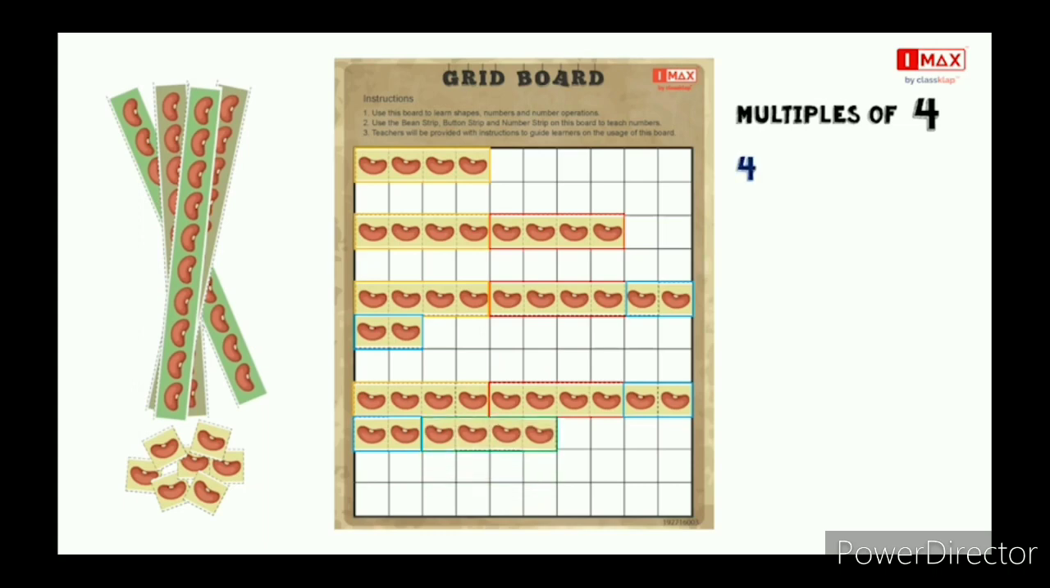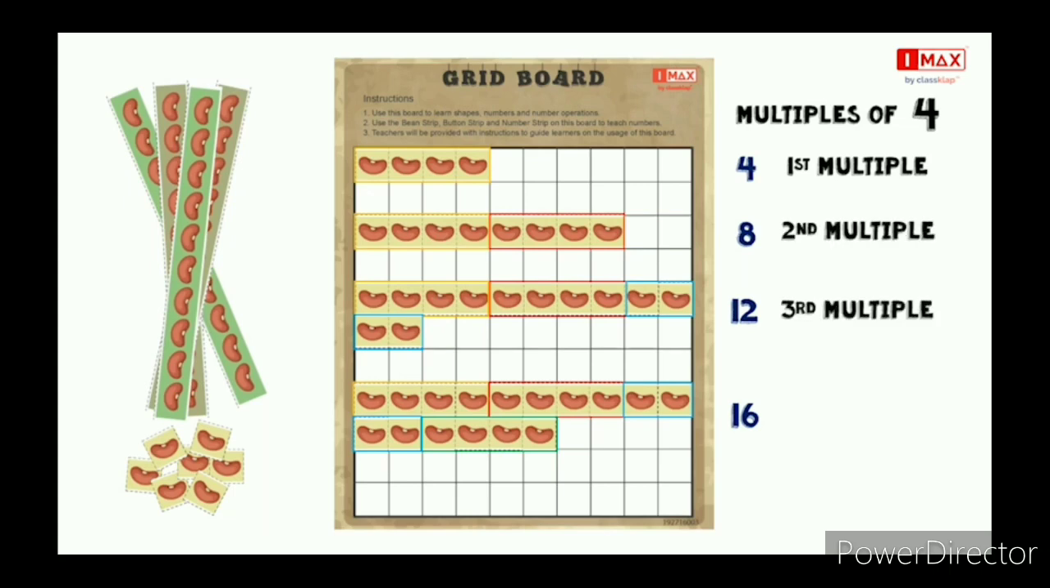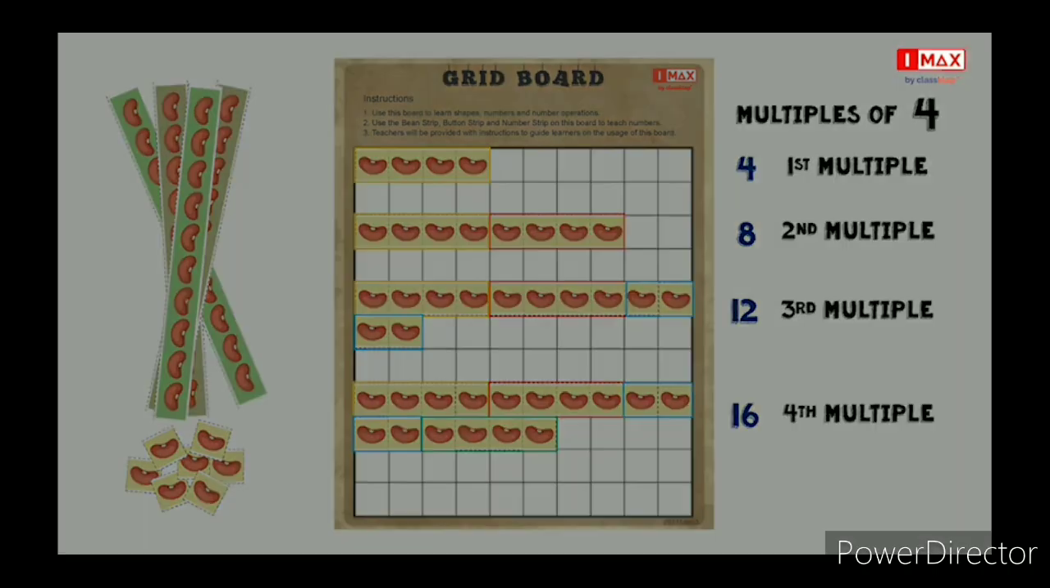So the numbers 4, 8, 12, and 16 are multiples of 4. 4 is the first multiple, 8 is the second multiple, 12 is the third multiple, and 16 is the fourth multiple. So children, I hope the video will help in revising the concept of these 2 chapters.